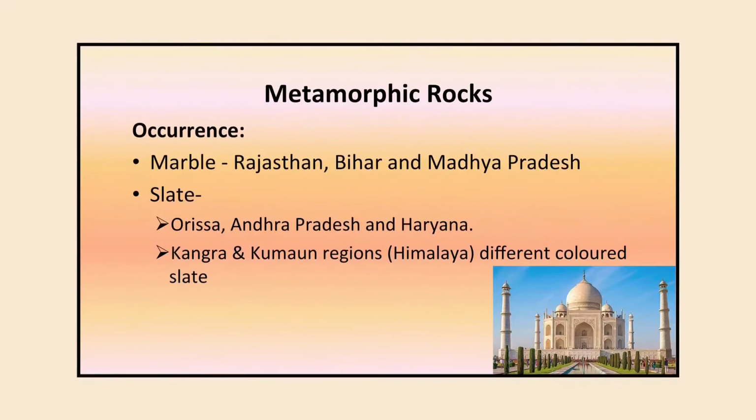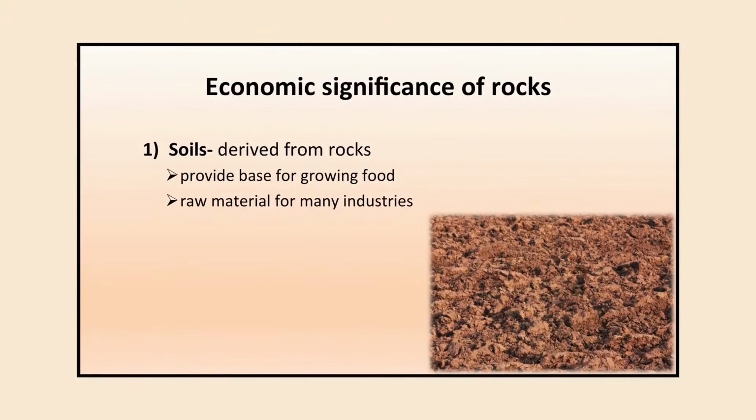Slate is found in Orissa, Andhra Pradesh and Haryana. It is also found in Kangra and Kumaon regions of Himalaya in different colors. In the picture you can see the Taj Mahal, which is made up of white marble rocks, and these are metamorphic rocks. After discussing various types of rocks, now we will be discussing the economic significance of rocks.